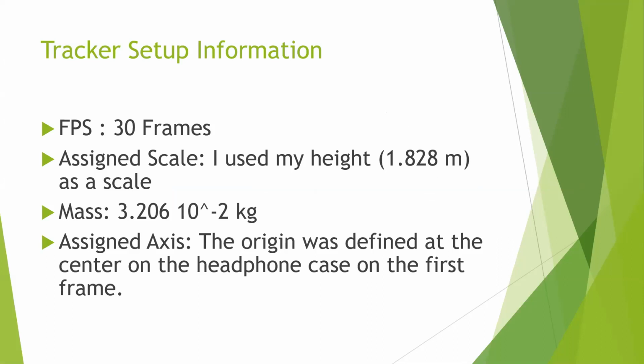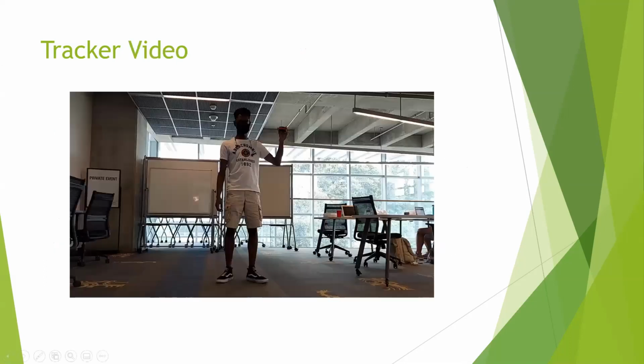So some of the initial tracker setup information was that the video was filmed at 30 frames per second. For the scale, I used my height, which is 1.828 meters, to scale everything accordingly. The mass of the object dropped, which was a headphone case, was 3.2 times 10 to the negative 2 kilograms. And the assigned axis was that the origin was defined at the center of the headphone case on the first frame. Here is the video.